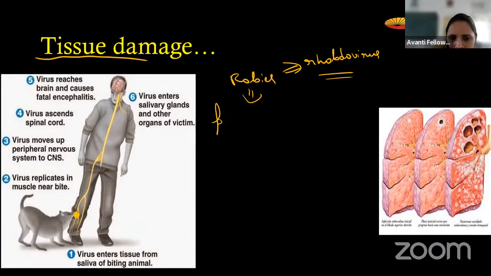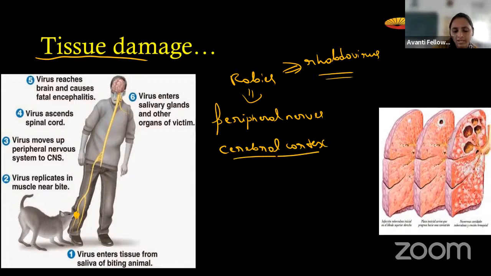It is going to spread through the peripheral nerves. From the peripheral nerve, it reaches the spinal cord, and then it reaches the brain, the central nervous system, and damages the cerebral cortex. That's why it is called tissue damage. It is damaging the tissues while it moves in the spinal cord. You see here, it is damaging in this way, the yellow colored part. That is what we call tissue damage.